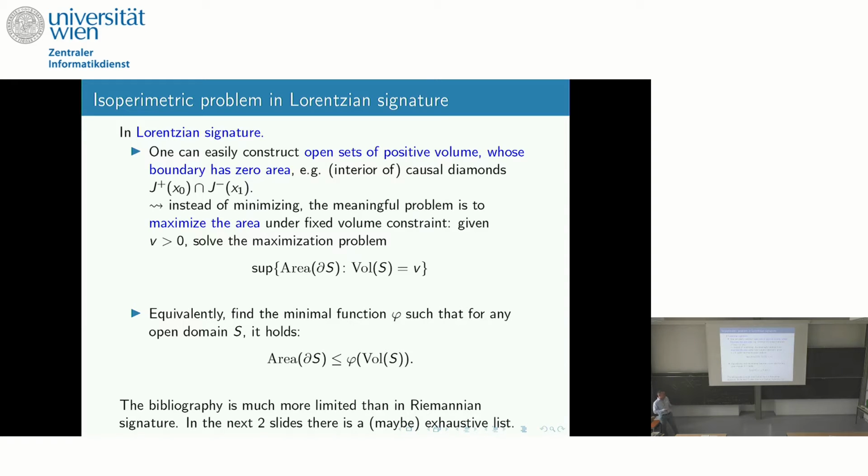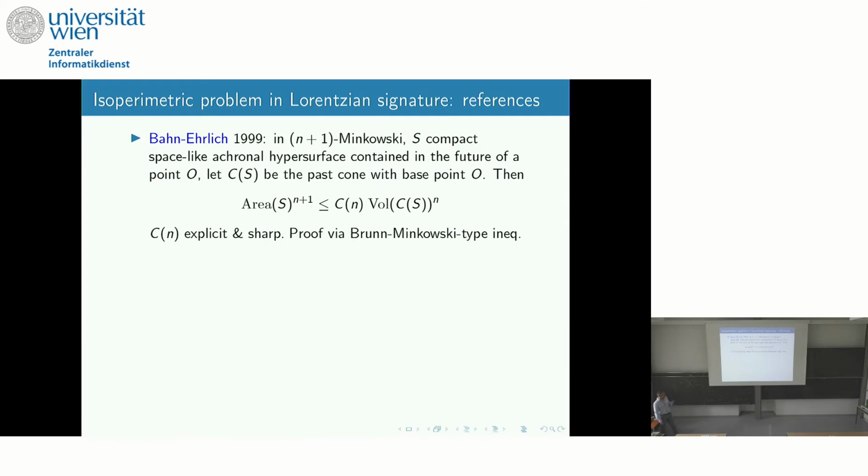And in the next two slides, I will give you, to the best of my knowledge, an exhaustive list of what is known on the isoperimetric problem in Lorentzian signature. So the first result, to the best of my knowledge, is due to Bahn and Ehrlich in 1999, who studied the isoperimetric problem in flat Minkowski. And they proved the following result.